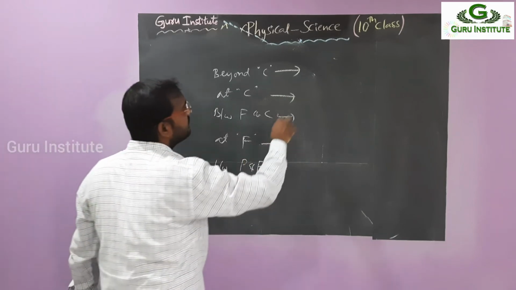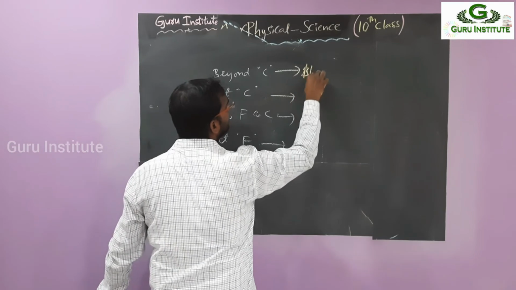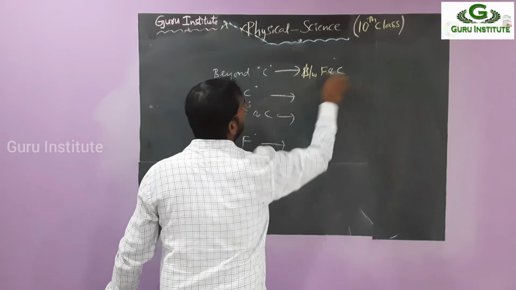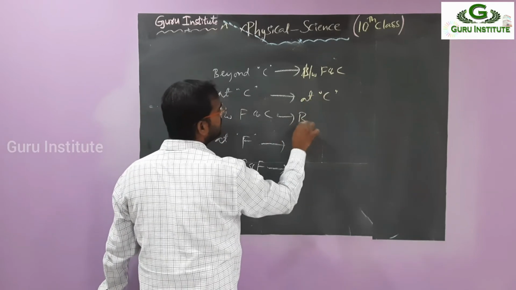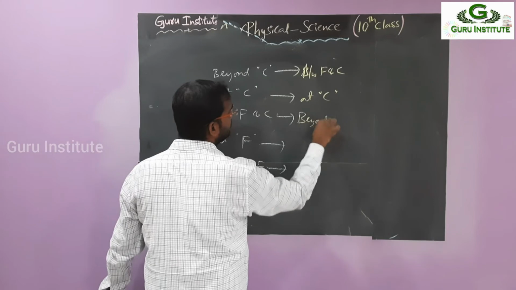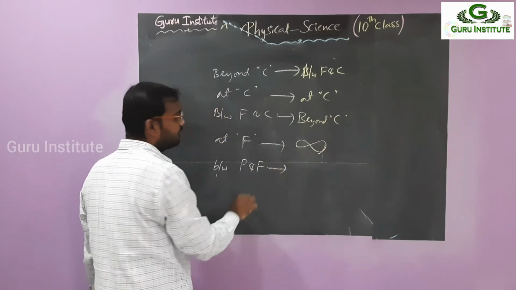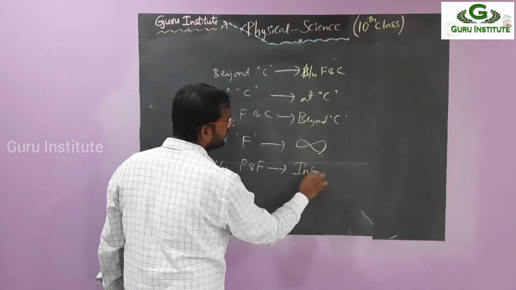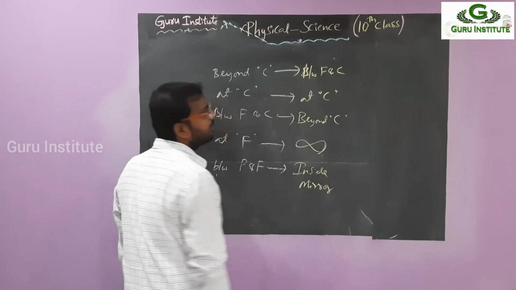Okay, beyond C, where is the image formed? Between F and C, beyond C. At C, where is it formed? At C only. Between F and C, beyond C, the image is formed. At F, at infinity it is formed. Between P and F, inside the mirror, the image is formed.